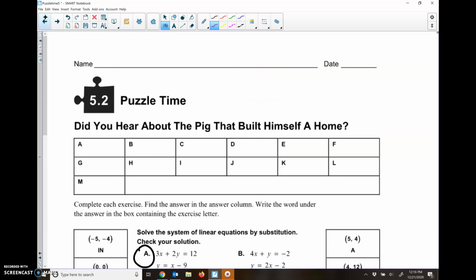So then the answer to our joke, did you hear about the pig that built a house for himself? He had made a knot in his tail and called it a pig's tie.